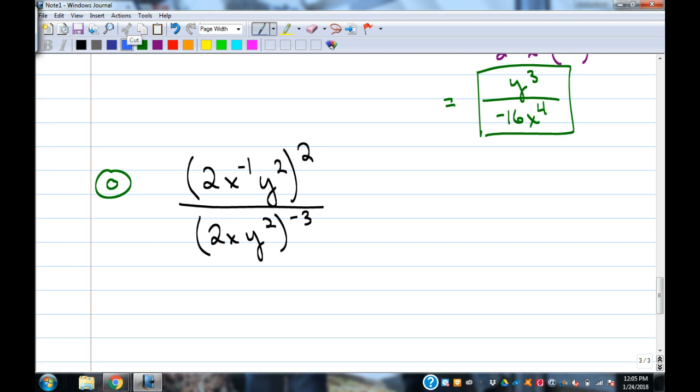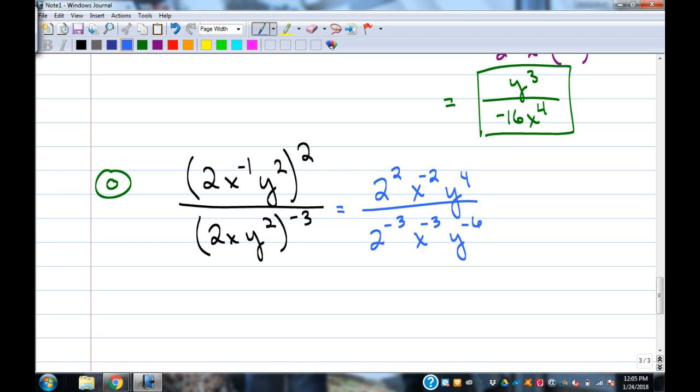So this one has tons of stuff going on. What do we do first? Distribute. Okay, so that's going to be 2 to the second, x to the negative 2, y to the fourth on top. What's the bottom end up being? 2 to the negative 3. Good.